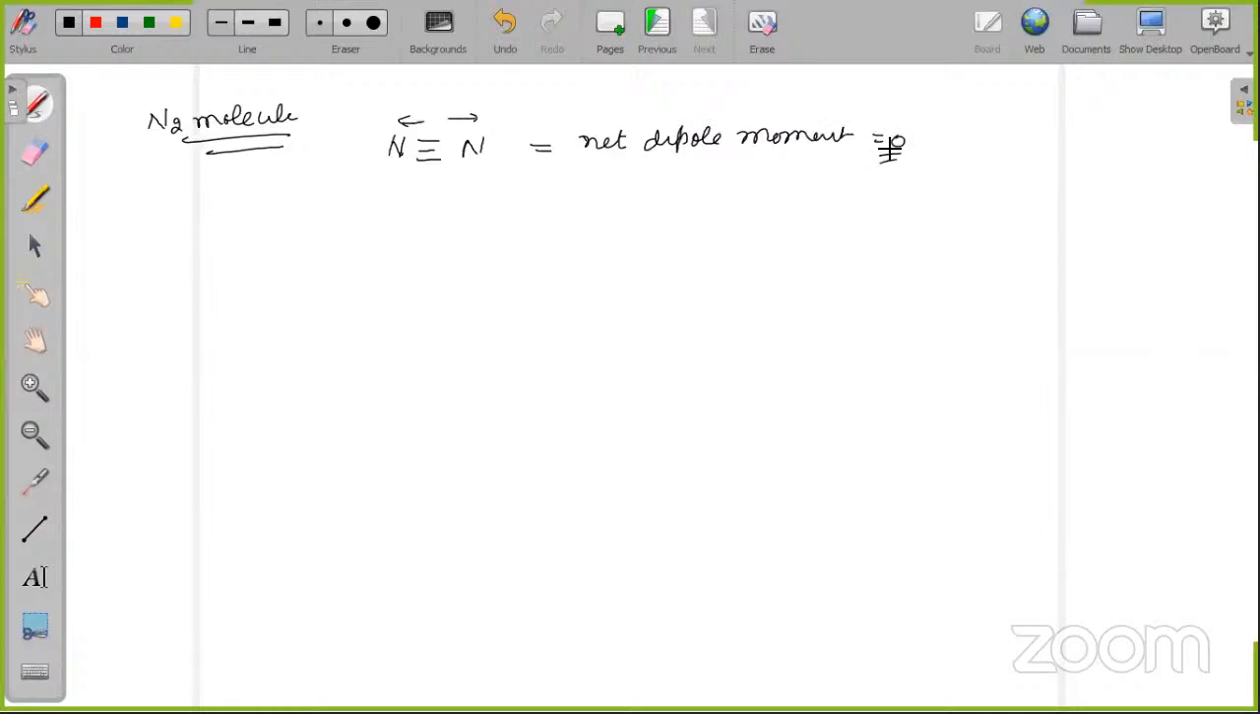Gagandeep Singh can unmute himself and ask the question.